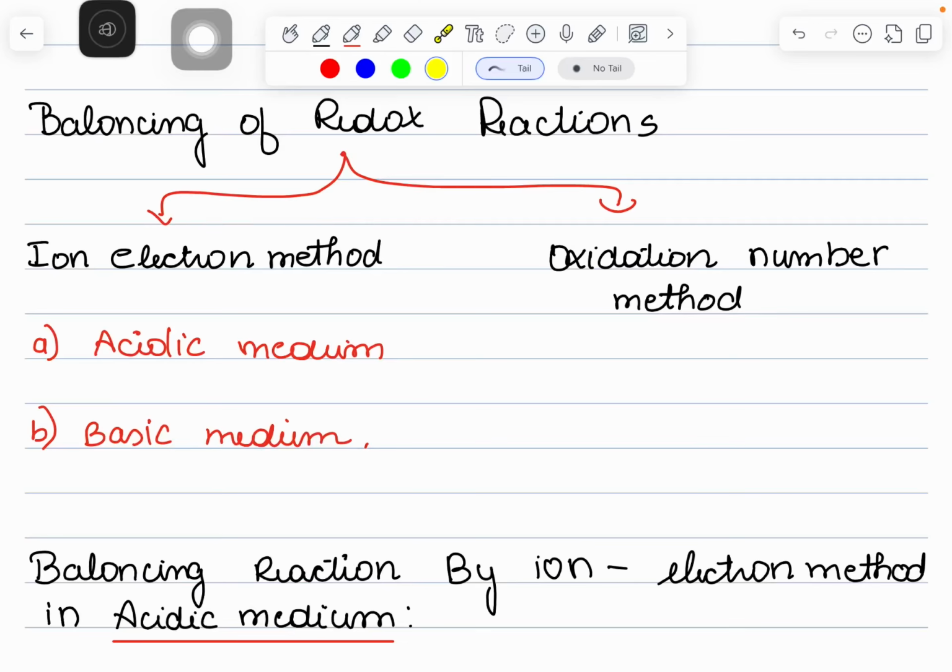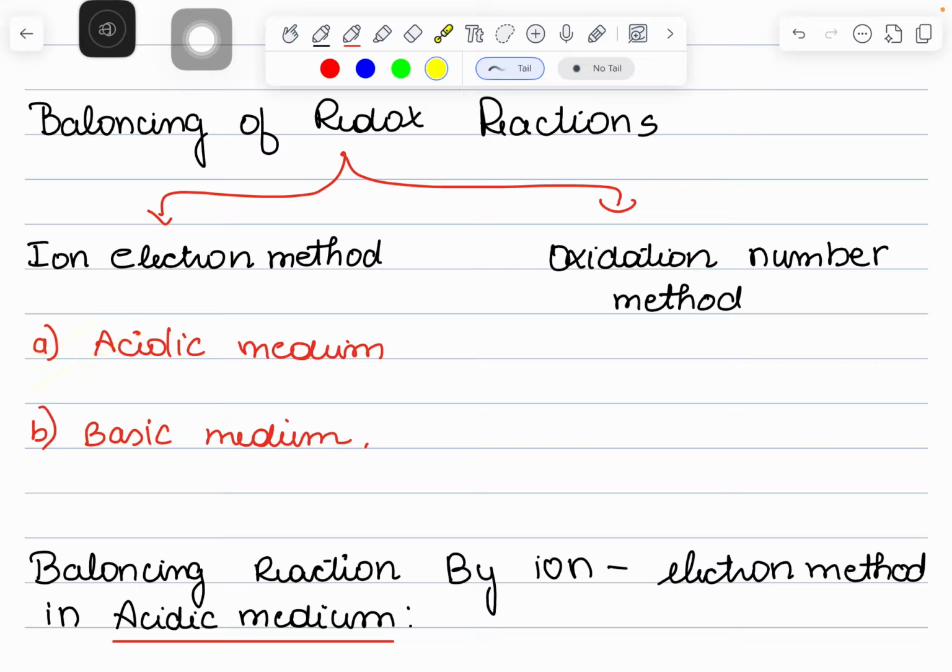Hello all. In this video we shall learn about balancing of redox reaction. The balancing of redox reaction can be done in two ways. The first one is the ion electron method and the second one is the oxidation number method. In this video we shall be dealing with the ion electron method in acidic medium, and in the next video we will be dealing with basic medium. So today we will learn about acidic medium.